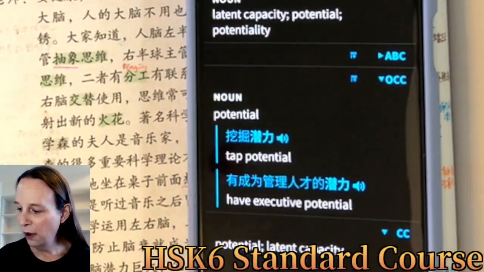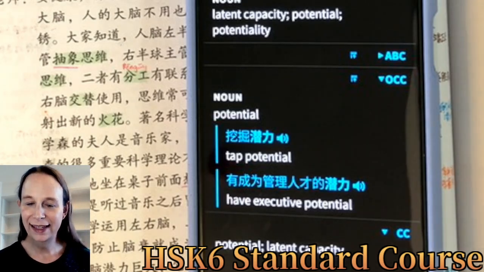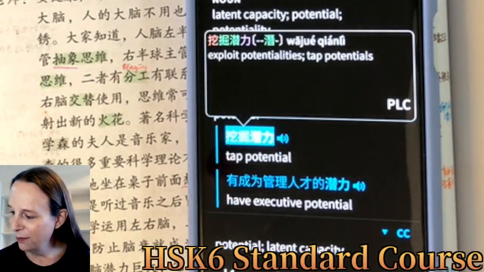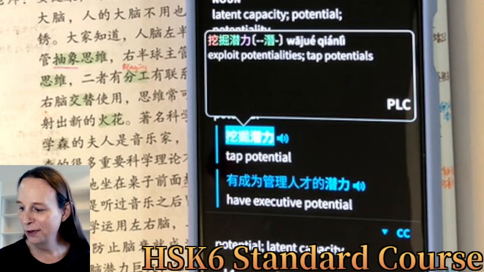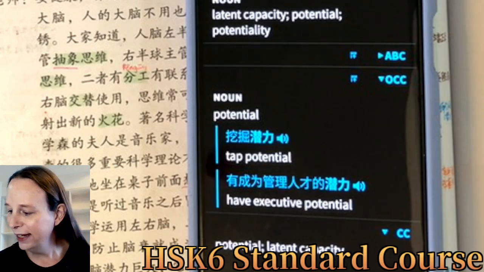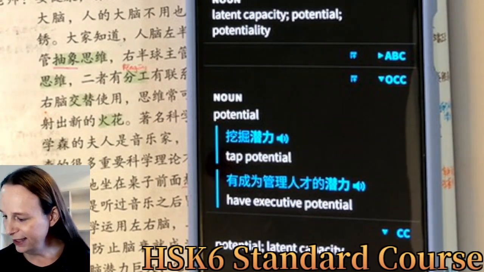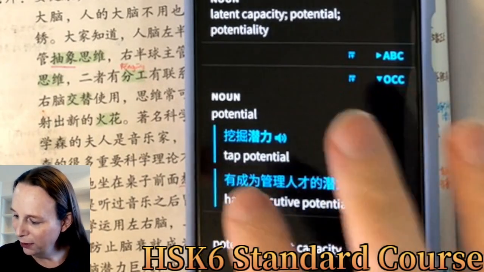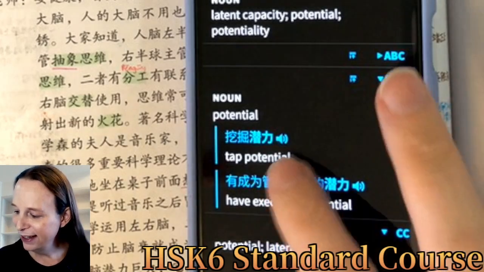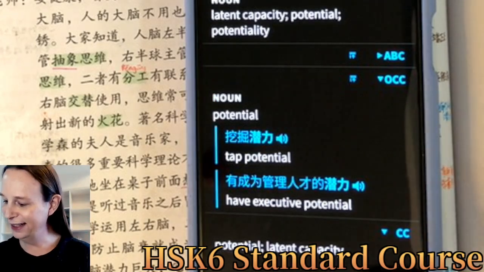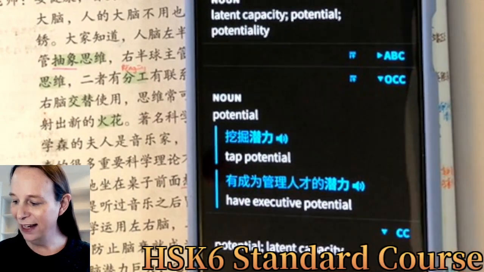All right. 挖掘潜力. 挖 is to dig, like to dig a hole. 挖个坑. 挖掘 is more like excavate. 挖掘潜力. So you are excavating your potentials. Used figuratively, of course. Just tap your potential, right? 有成为管理人才的潜力. So it's 有潜力, 有什么样的潜力? 有成为管理人才的潜力. 人才 is like talent, 管理 management, executive. 管理人才 would be like management or leadership.